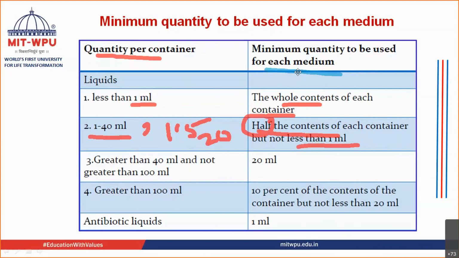Then if it is greater than 40 but not greater than 100 ml, it is between 40 to 100 ml, then you have to take 20 ml. If it is greater than 100 ml, then you have to take 10%, but it should not be less than 20 ml. And if they are antibiotic liquids, then you have to take 1 ml.